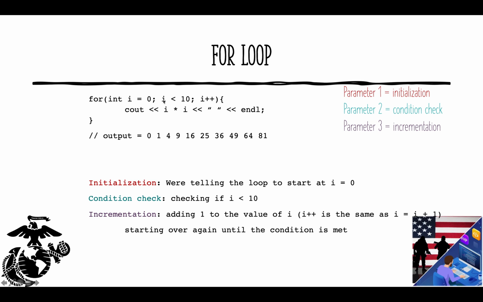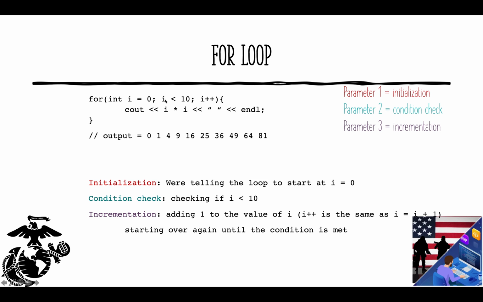So let's walk through it one more time. First we have I equals 0. 0 is less than 10, that's true, and then we'll increment it at the end. 0 times 0 equals 0. So it's printing 0, and then I inputted a space here. So 0 and then a space.